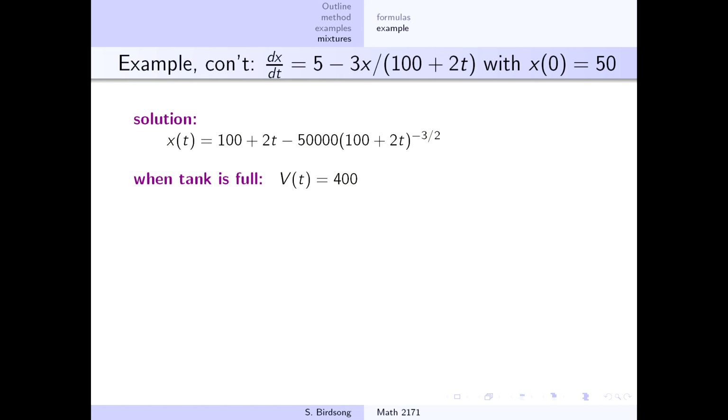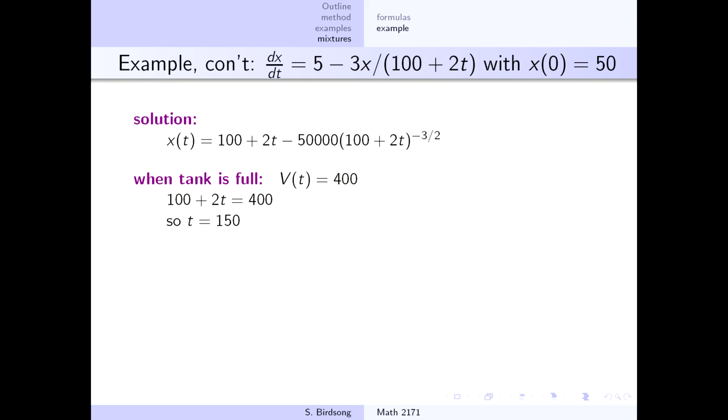Now, when the tank is full, we know that the maximum volume of our tank is 400. Okay? We have a formula for volume. Volume was given by 100 plus 2t. So you just set that equal to 400. Notice we could have done this before we'd done anything with our derivatives or differential equations. So we'll subtract 100 from both sides, we'll divide by 2 on both sides, and you'll end up with t equals 150. So this tells us that after 150 seconds, your tank is going to be full.